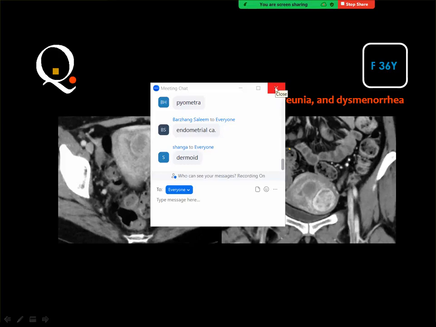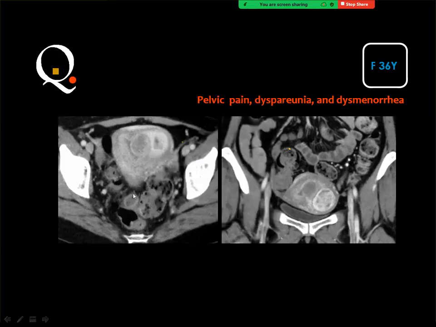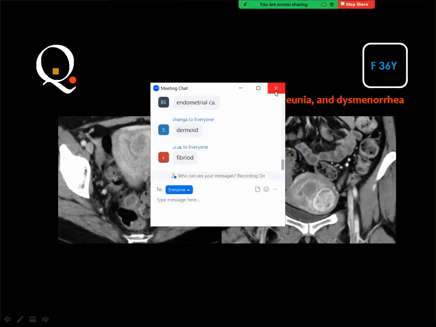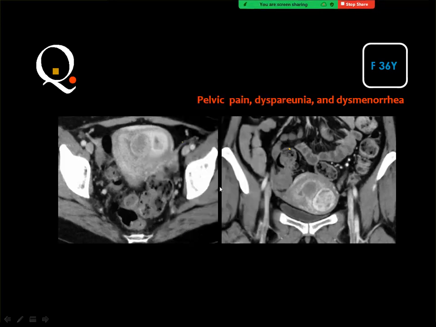And this is not endometrial carcinoma, and it is also not a dermoid cyst, because this is the uterus itself. And here you can identify the ovaries. And in the uterus, you got multiple enhancing masses, and they are simply representing fibroids by CT. And I know that you are not used to seeing fibroids by CT.